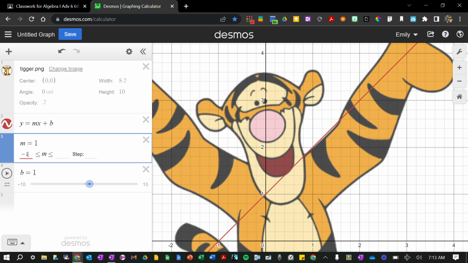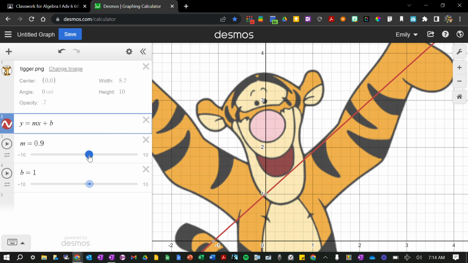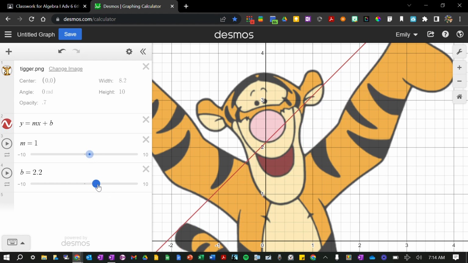I'm still gonna go between -10 and 10, but when I drag the slider, I want it to be really, really sensitive. So I'm gonna make it go up by 0.1 each time. Now when I drag my slider, I have a little bit more control. Actually, no, I'm gonna make it 0.01. Now I've got a little bit more control than I did before. Same with my y-intercept, I can shift that around as well until I'm happy with my line.